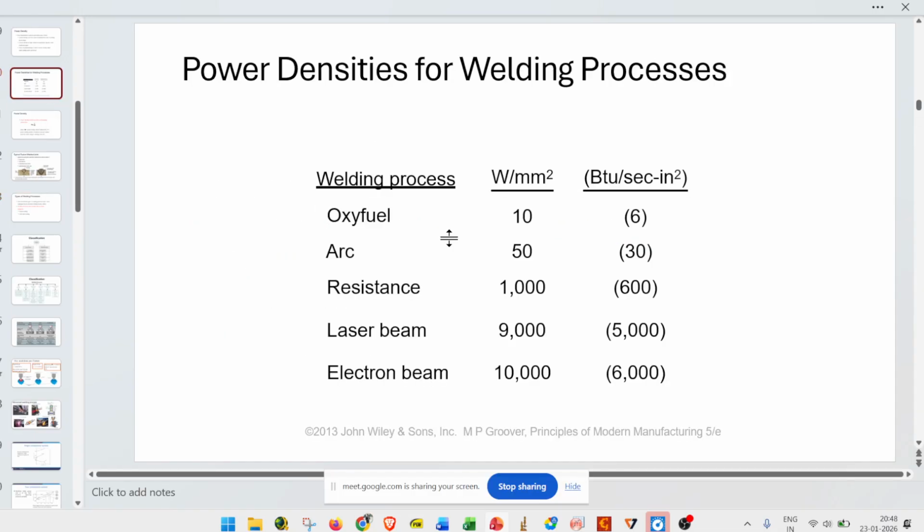Because of that, the power density will be lower for gas welding. In arc welding it will be around 50 watts per mm square, in resistance welding 1000, and in laser beam and electron beam welding 9000 and 10,000 watts per mm square. For unit area, we are giving more energy.